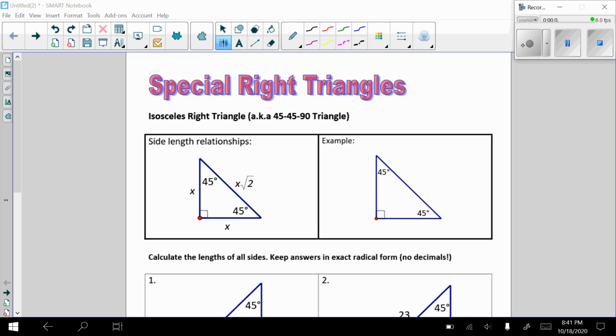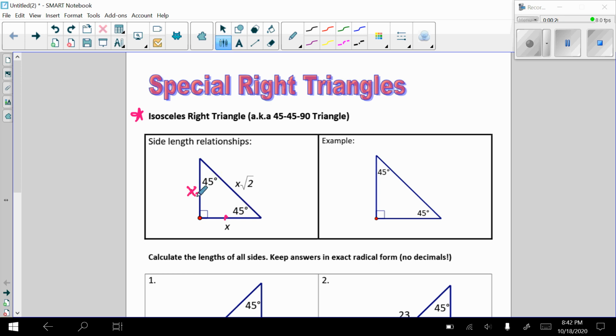Hi there. Today's lesson will be on special right triangles. The first special right triangle we'll talk about is the isosceles right triangle. An isosceles right triangle has two 45-degree angles and a 90-degree angle. And because it's isosceles, it has two congruent sides. There's a very special relationship with the isosceles right triangle.